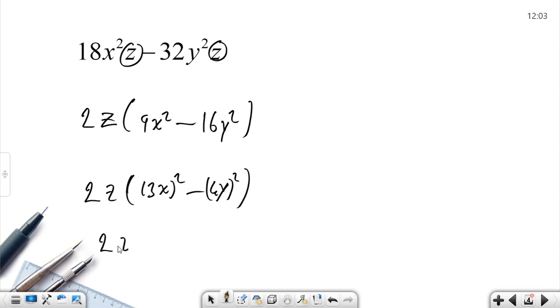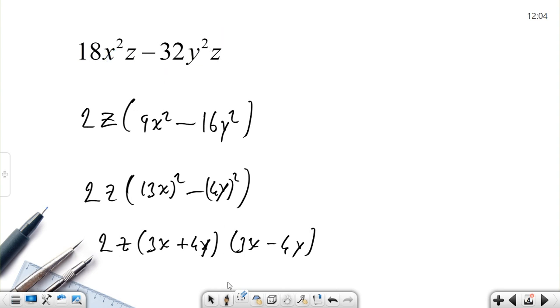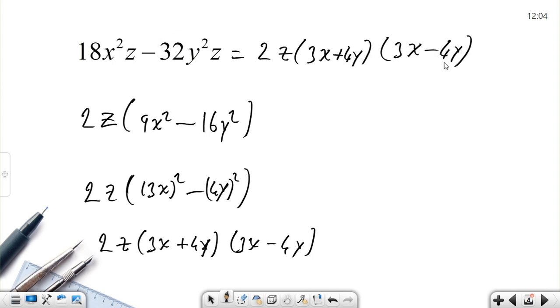So what is the rule? 2z, I don't change anything, but here, as you see, these are squared terms. Add the terms, 3x plus 4y, not 4x, 4y, and subtract them, 3x minus 4y. So that's the last step. I can say that's equal to 2 times z multiplied by 3x plus 4y multiplied by 3x minus 4y.